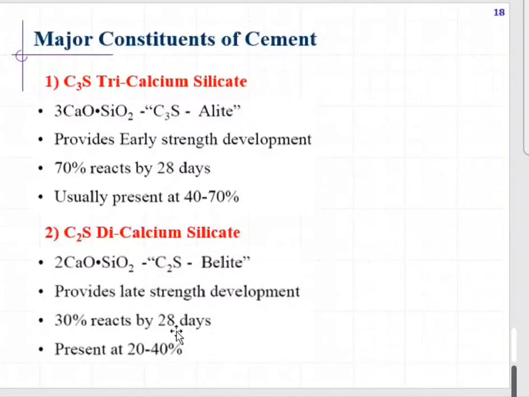These are the two main constituents of the cement, CaO and SiO2. So remember, these are calcium oxide and silicon dioxide. They make C3S and C2S.